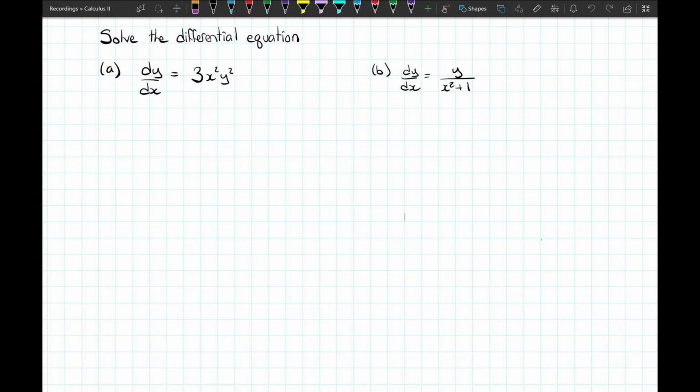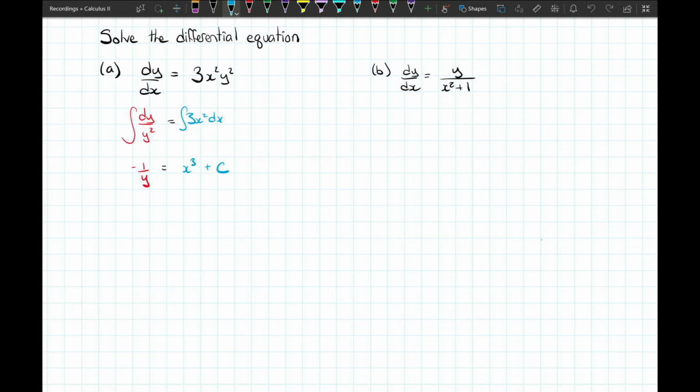Why don't we take both sides, divide by y squared, and multiply by dx? Well, that will split it up into two functions. We have a function of y, which is 1 over y squared, and we have a function of x, which is 3x squared, and we're going to integrate both sides. That gives us the antiderivative of 1 over y squared, which is negative 1 over y, and the antiderivative of 3x squared, which is x cubed.